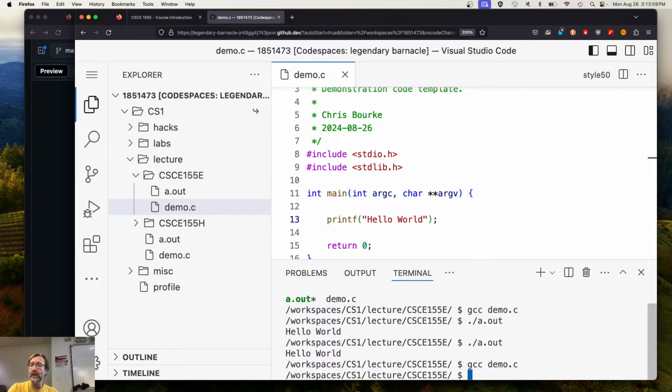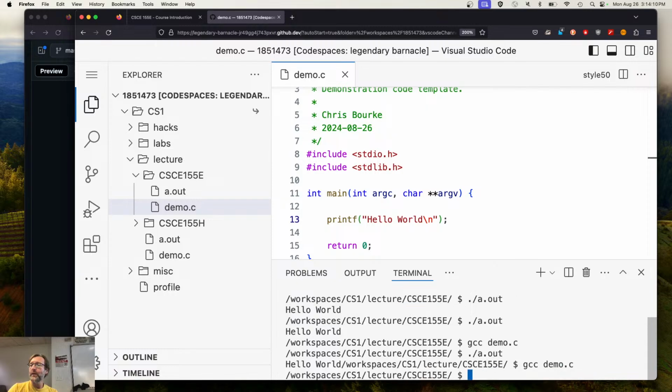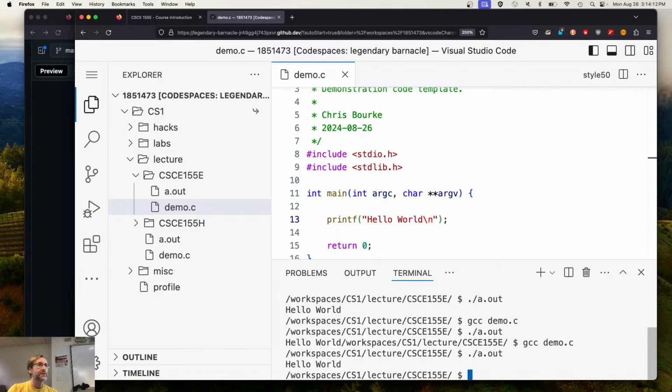So let me go ahead and do that again, run it again, and you'll see that it no longer goes to the next line right there. It's down here. Let me go ahead and restore that, and once again, recompile it, rerun it, and now it goes to the next line.